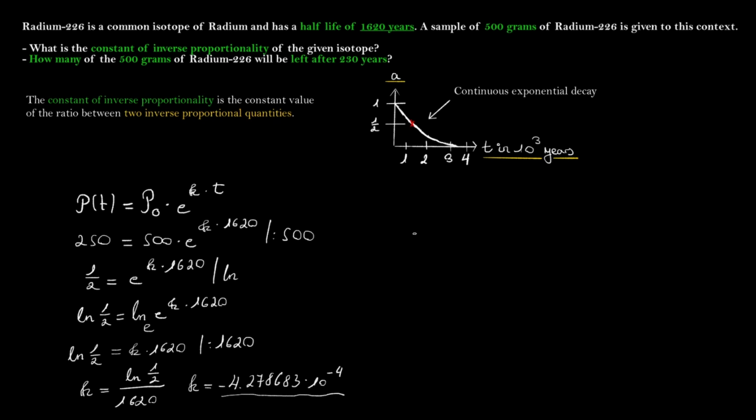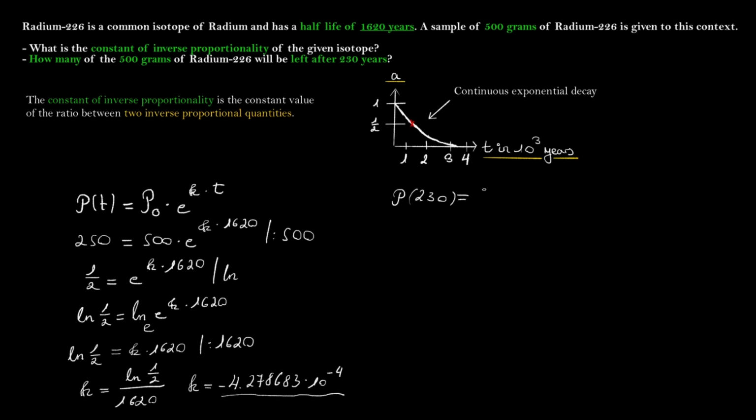So let's take a look at the second question. How much of the 500 grams of radium-226 will be left after 230 years? So this question is relatively easy because it is only asking us to again use our continuous exponential decay function. And now we can use it and put in for our t, well, 230 years.